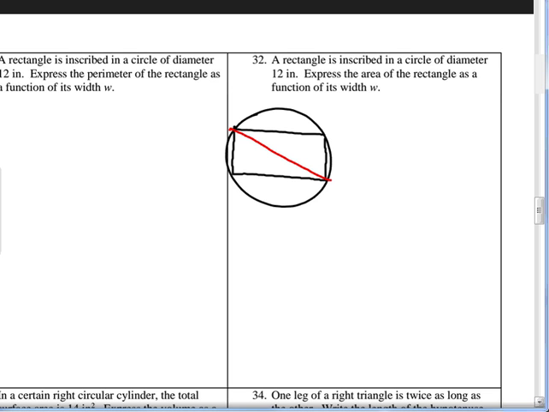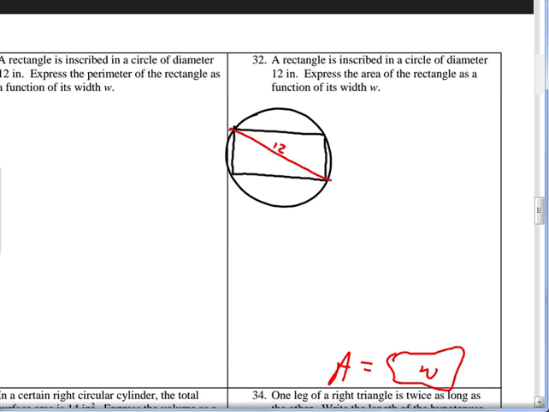Okay. Rectangle is inscribed in a circle of diameter 12. That red line right there, that red line is 12. 12 inches, I guess. Express the area of the rectangle as a function of its width. Again, if you were going to come up and ask me for help, here's things I'd want you to do. I'd want you to know at the end, I want A equals what? Something with a W in it.